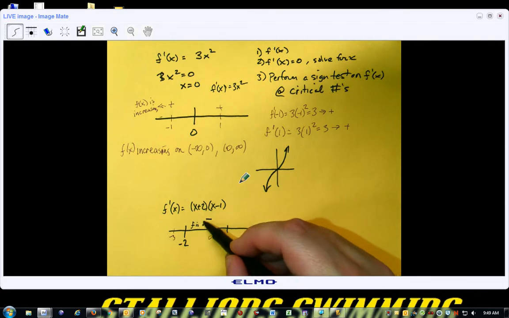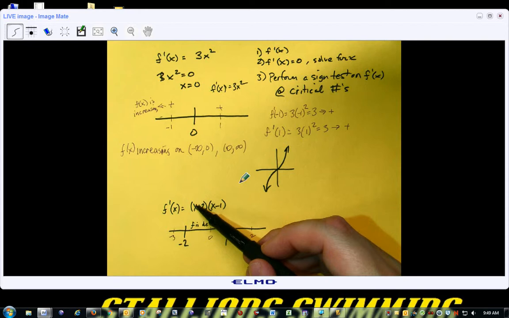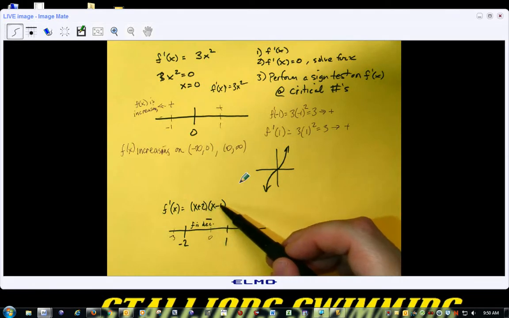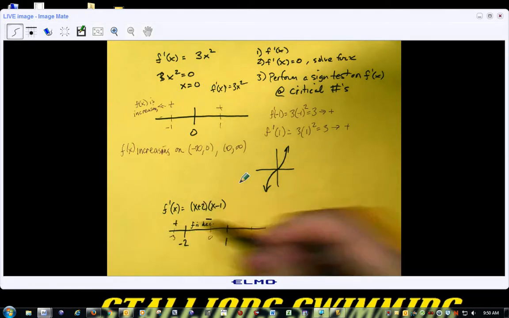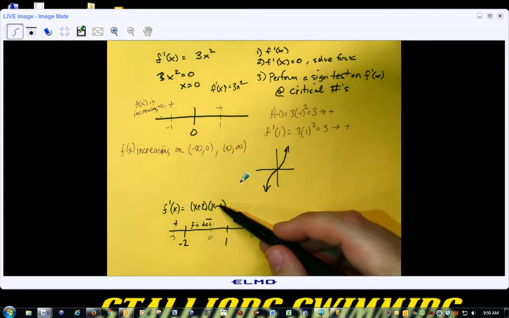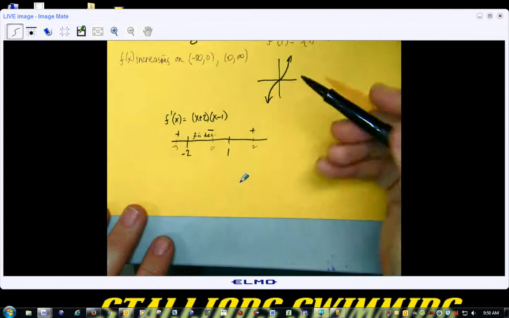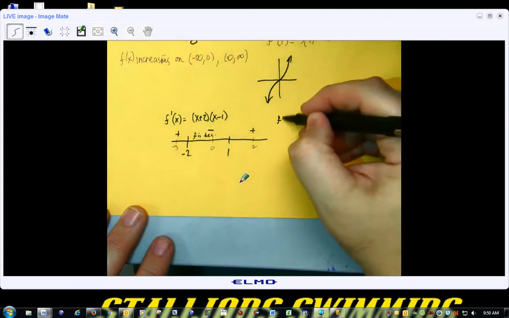You put in -3, you get negative times negative, which is positive. You put in a 2, that's 4, and that's a 1, so that's positive as well. So here we would say that f of x is increasing.